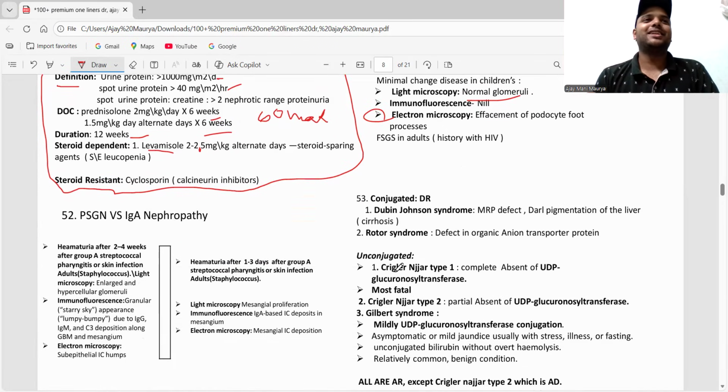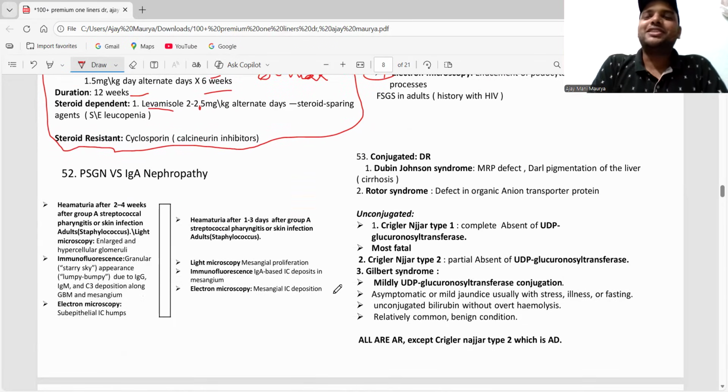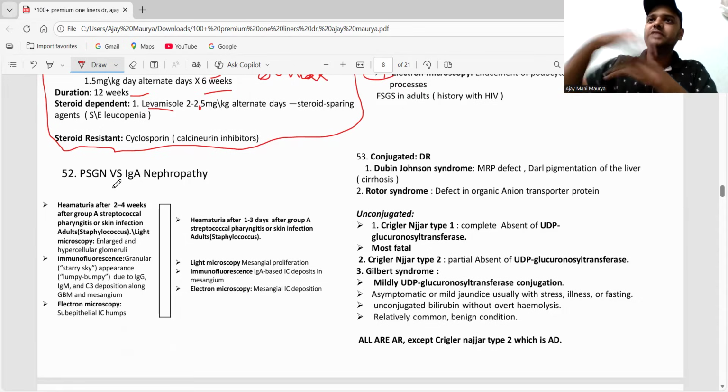Next question. PSGN versus IgA nephropathy. How are you going to differentiate between these? See here. In both types there is hematuria. There is gross hematuria, cola-colored urine.